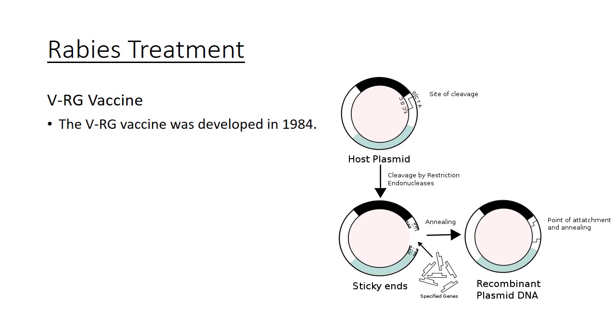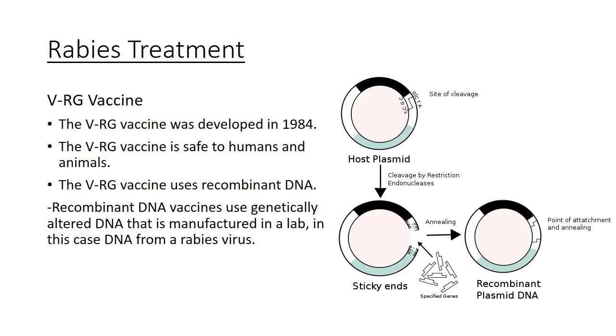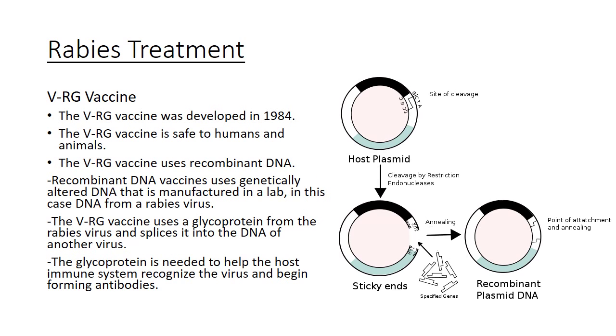V-RG vaccine. The V-RG vaccine was developed in 1984. The V-RG vaccine is safe to humans and animals. The V-RG vaccine uses recombinant DNA. Recombinant DNA vaccines use genetically altered DNA that is manufactured in a lab. In this case, DNA from a rabies virus. The V-RG vaccine uses a glycoprotein from the rabies virus and splices it into the DNA of another virus. The glycoprotein is needed to help the host immune system recognize the virus and begin forming antibodies.